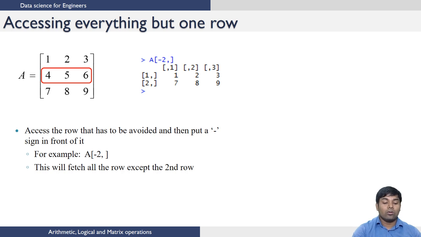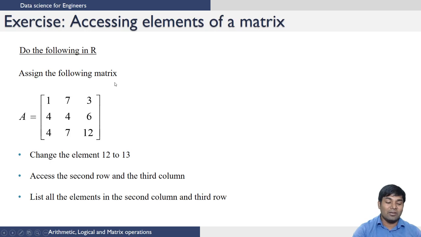Similar to the one which you have seen in the earlier slide, you can also access everything but one row. All you need to do is, for example, if you want to access all the parts of A except this row, you can do so by using this command. I want to take the second row off and I want to have all the columns. Now when you do this command, you will see 1, 2, 3 and 7, 8, 9 will be printed as your output. As an exercise to access elements of a matrix, you can try solving these problems that are given.